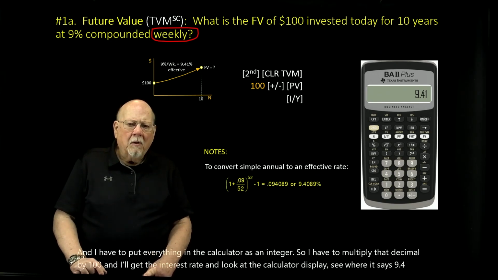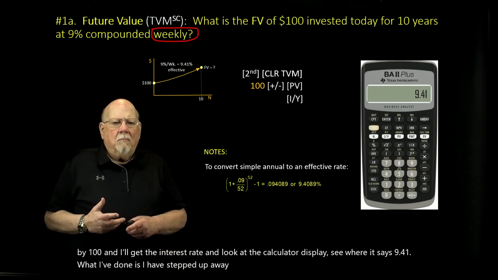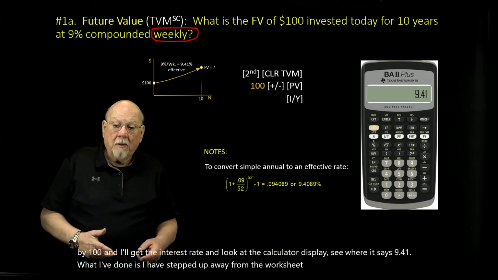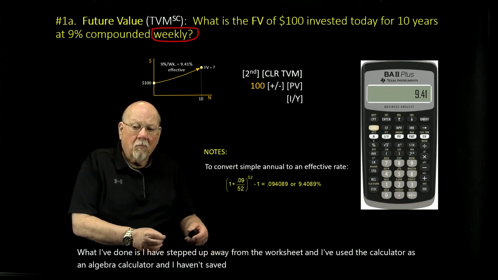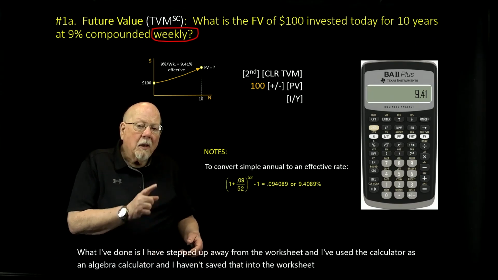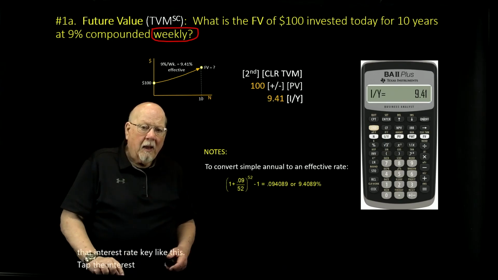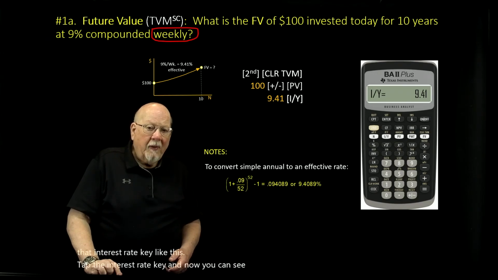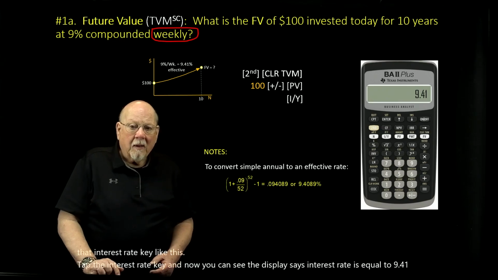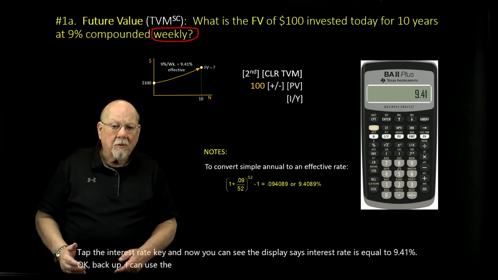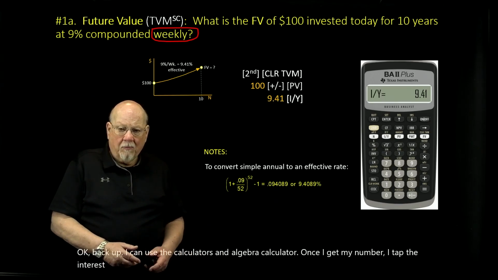Well, what I've done is I have stepped away from the worksheet, and I've used the calculator as an algebra calculator. And I haven't saved that into the worksheet yet, and it won't go in until I tap that interest rate key like this. Tap the interest rate key, and now you can see the display says interest rate is equal to 9.41%. Okay? Back up, I can use the calculator as an algebra calculator. Once I get my number, I tap the interest rate key, I'm all set to go.